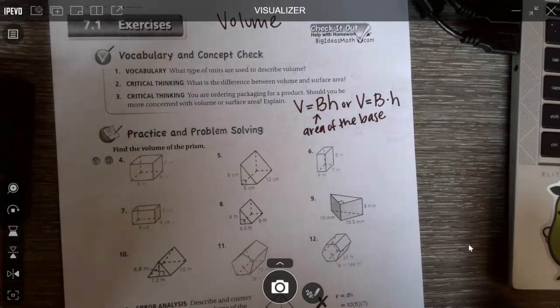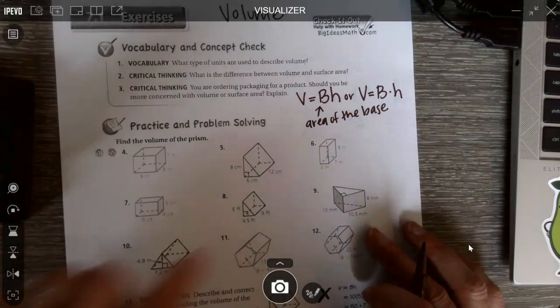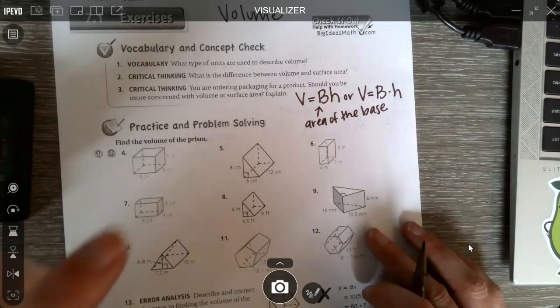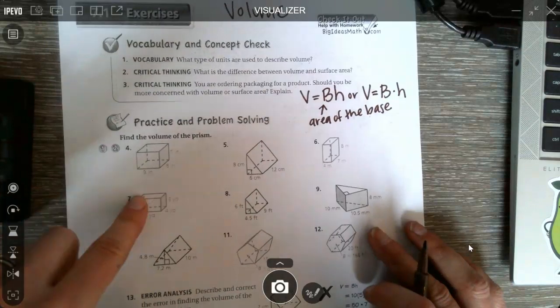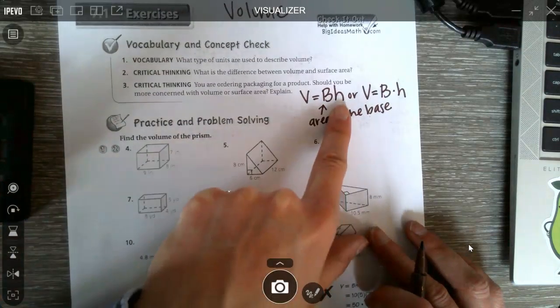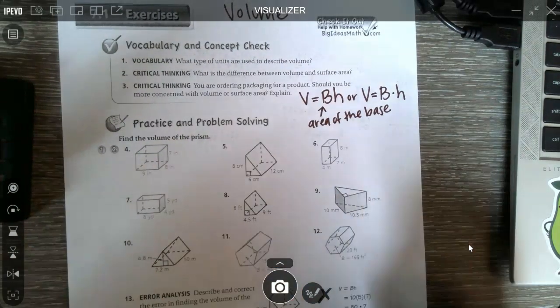So I'll kind of show you how to label those. Once you find the area of the base, in this case it'll either be a rectangle, a square, or a triangle, then you just multiply it by the height, okay? The height is what connects the bases.